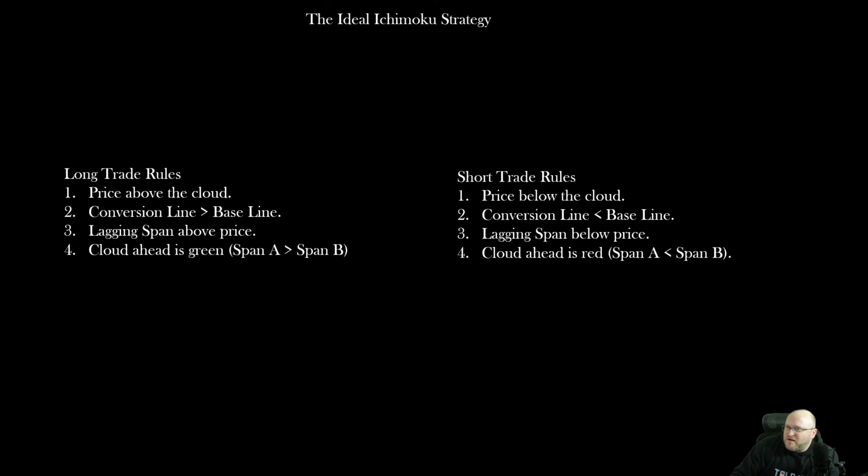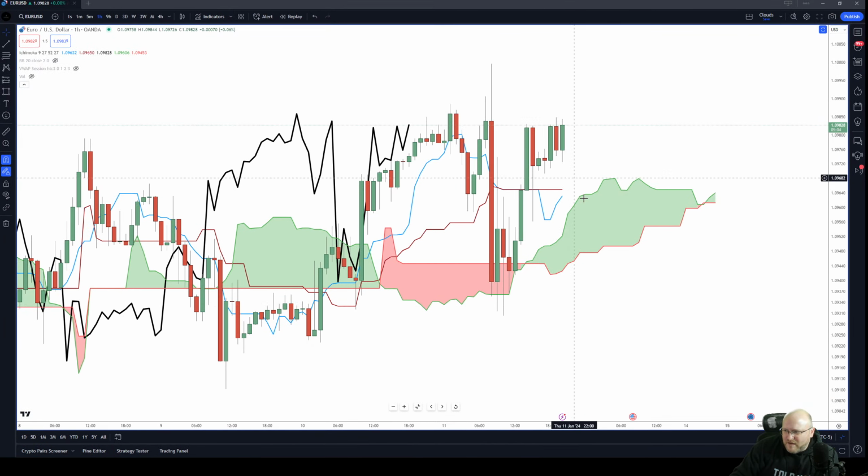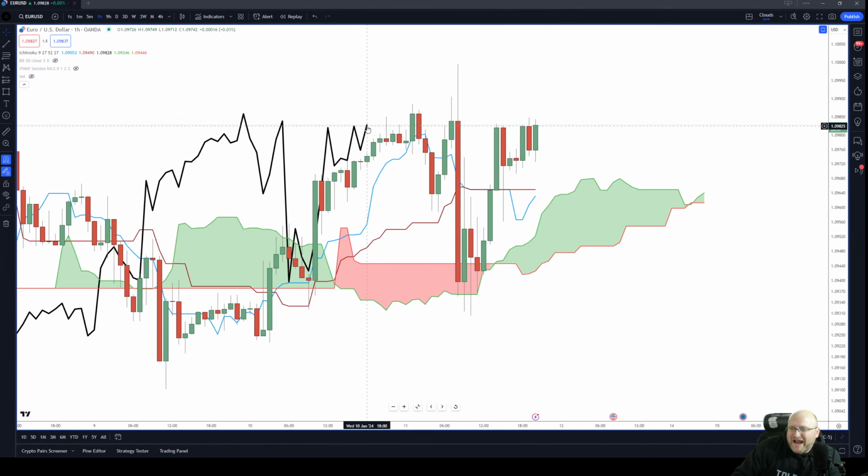So this is on the euro dollar. Oh, let me actually pull up the chart. Okay, so price is above the cloud. Yes. Is the conversion line above the baseline? No. So we need to wait for that to happen. Is the lagging span above the candlesticks? Yes, but it's not in open space.